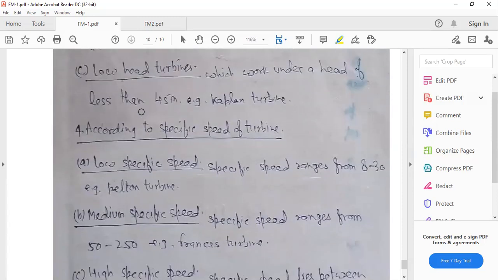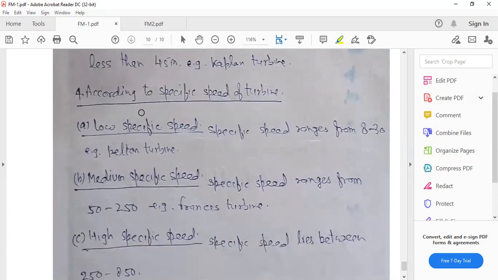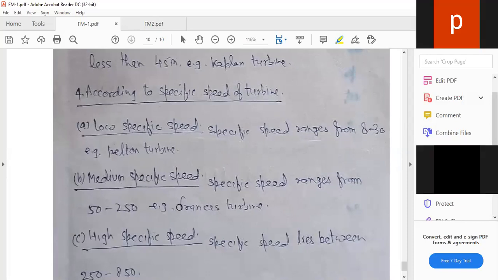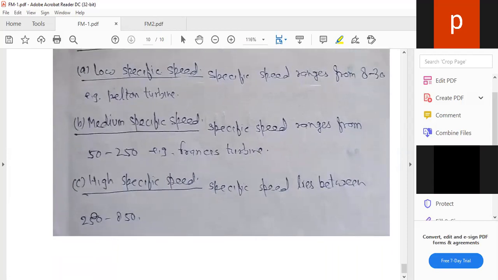Now according to the specific speed also, we can differentiate these turbines with low specific speed, medium specific speed, and high specific speed. If the specific speed of the turbine is from 8 to 30, this is known as low specific speed turbine. 50 to 250, it is medium specific speed turbine, and 250 to 850, it is called high specific speed turbine.